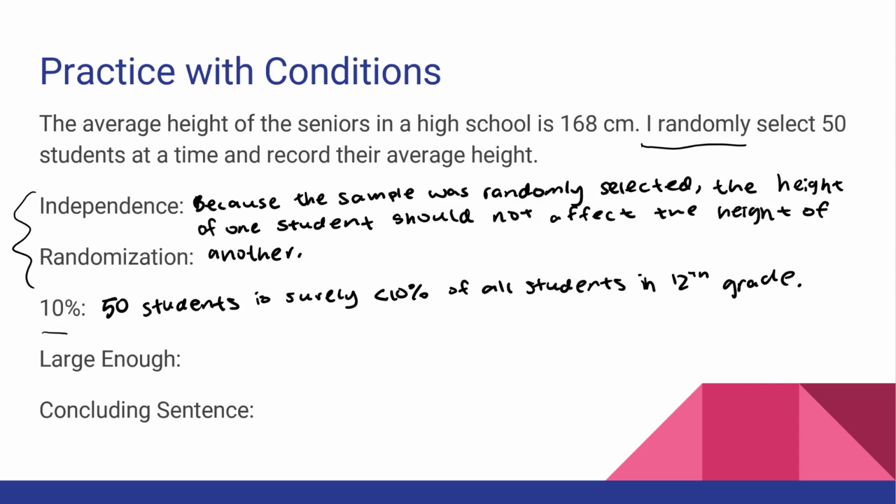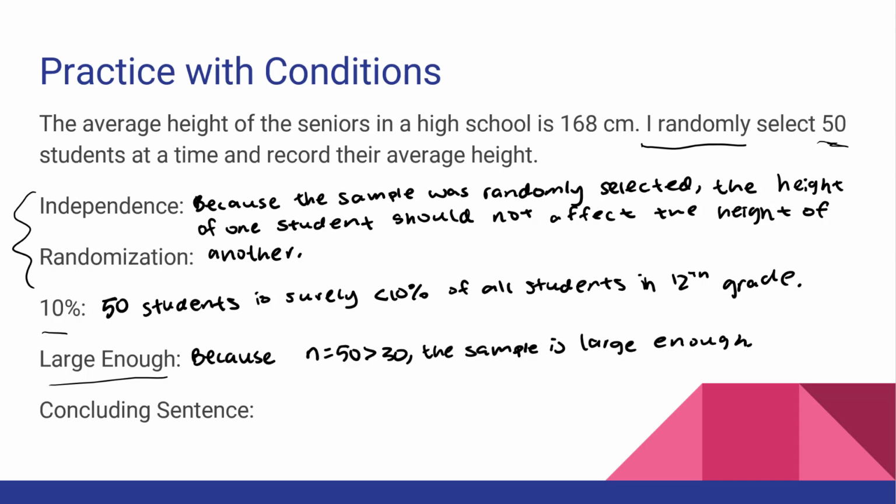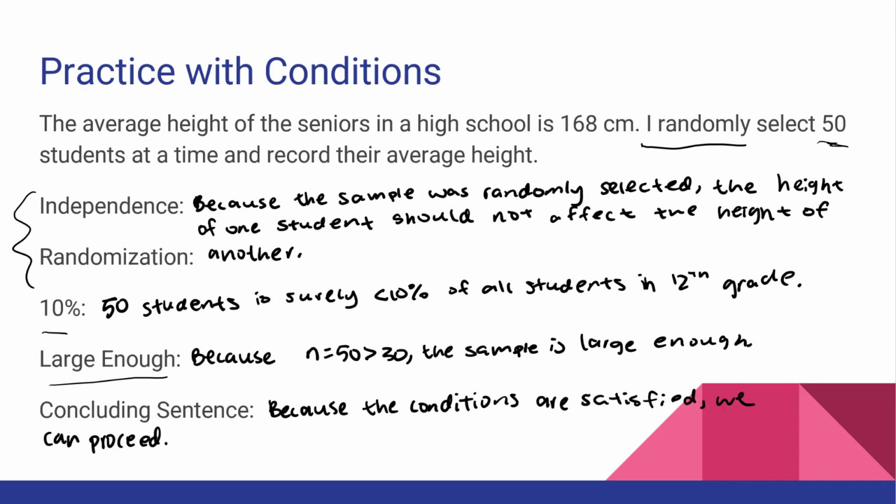And now we have our large enough condition. So this is when we look at the sample size. So we have 50 students, and our large enough condition said that if we have more than 30 people in our sample, then we can just go ahead. We don't need to check anything else. So we say this. Because n is equal to 50, which is greater than 30, the sample is large enough, short and sweet. And finally, we just need to conclude. This is my basic template of conditions for both proportions and means. And this one, it's not really a matter of how well you write as long as you get the content down. So if you're not familiar with anything, follow my format.